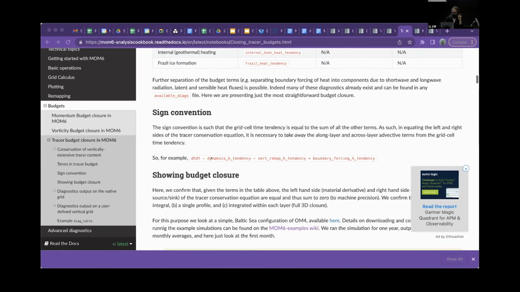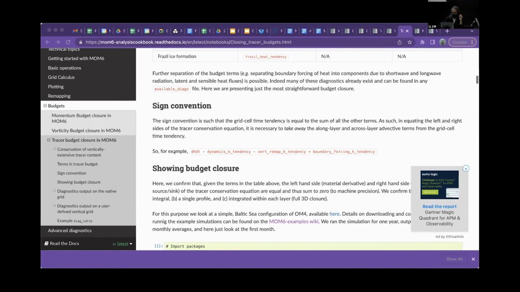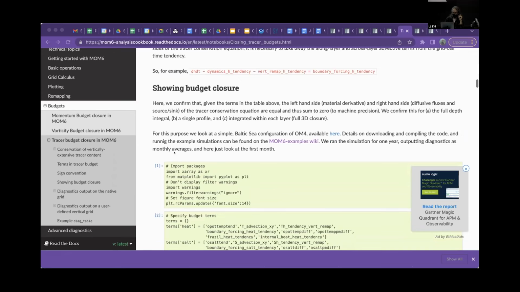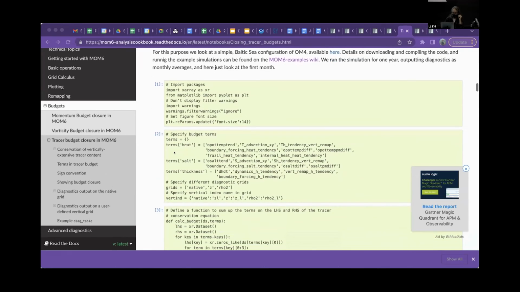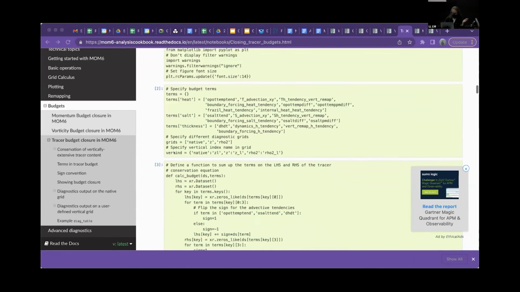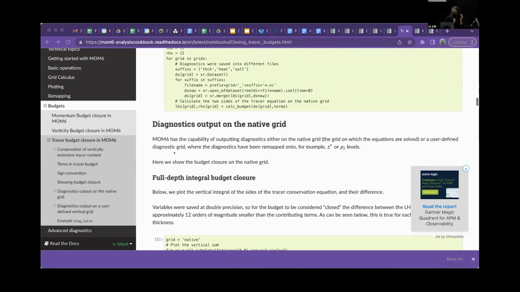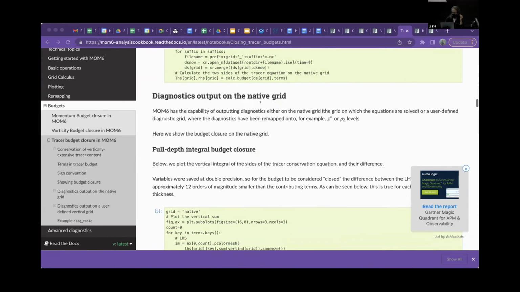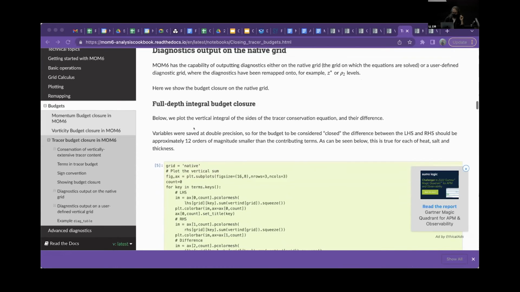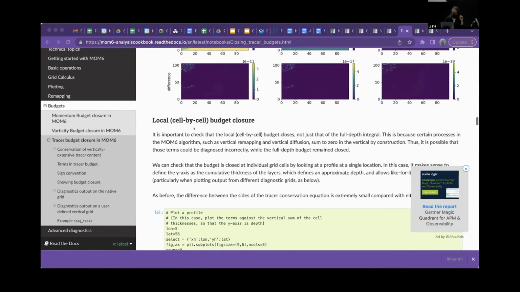So that's important. And we talk about signs and showing the budget closure. Here's an example Python script in Rof's website or in Rof's cookbook that lays it out. And this is now a discussion about diagnostics on the native grid. When we say native, that's the model's prognostic grid, or diagnostics on a diagnostic grid.